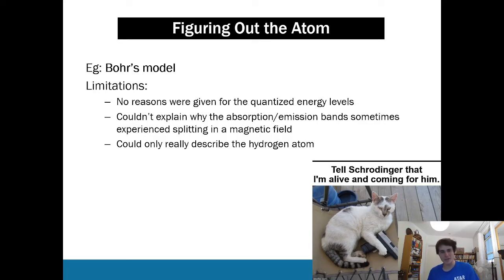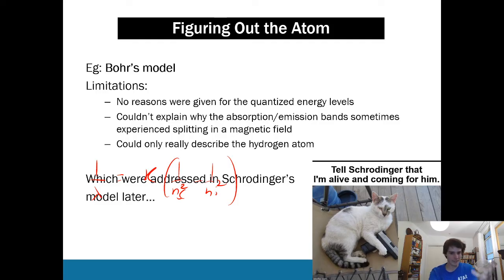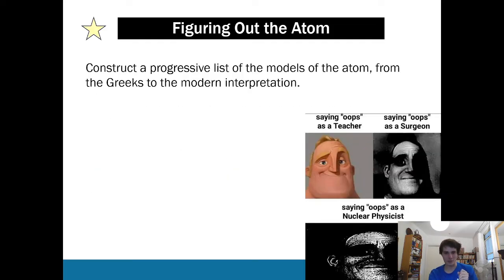So for Bohr's model, the big thing that we can use is the Rydberg equation, which is 1 on λ equals R times (1 on n_f squared minus 1 on n_i squared), which basically allowed us to calculate which wavelengths of the emission spectrum of hydrogen correspond to which electron transitions inside of the atom itself. And these limitations, sorry, are addressed in Schrödinger's model later.